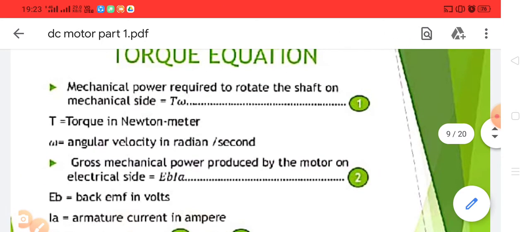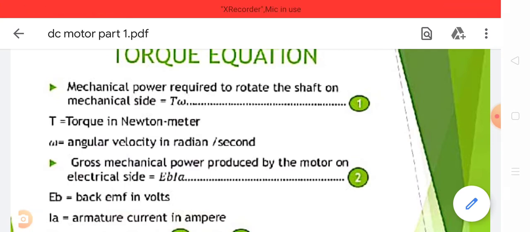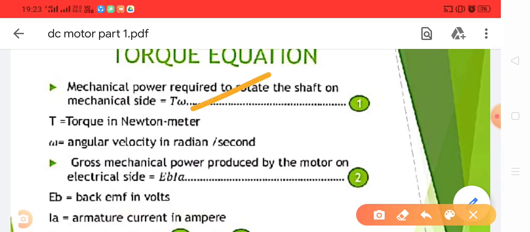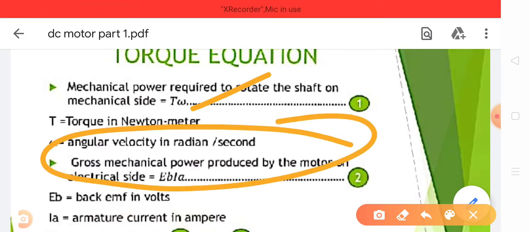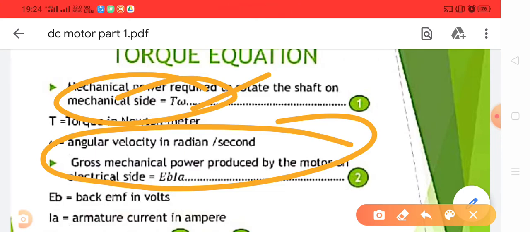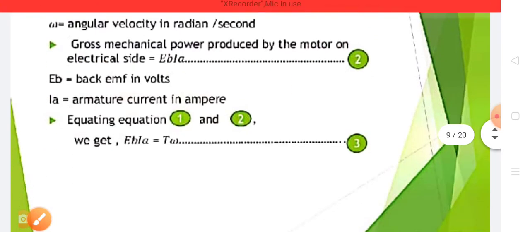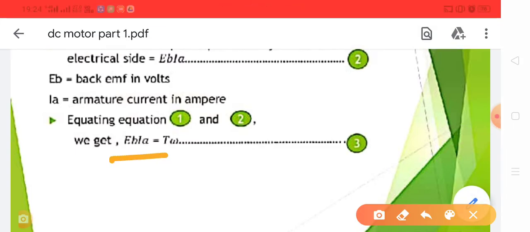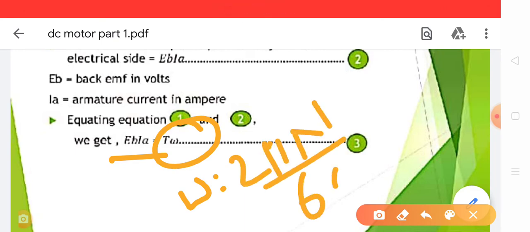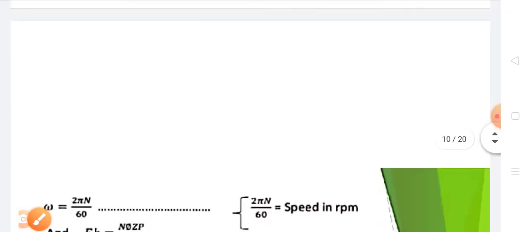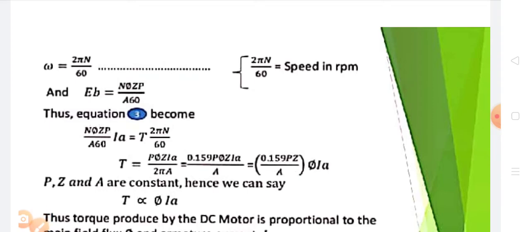We can represent the mechanical power in terms of the mechanical side as T into omega. Similarly, in terms of the electrical side in the armature winding it is EB into Ia. The total will be the mechanical power. If you equate these two, EB Ia and T omega, the omega value is 2 pi N by 60 and the EB value is phi Z N P by 60 A. Substituting these two values in the equation, you get phi Z N P by 60 A into Ia equals T into omega.